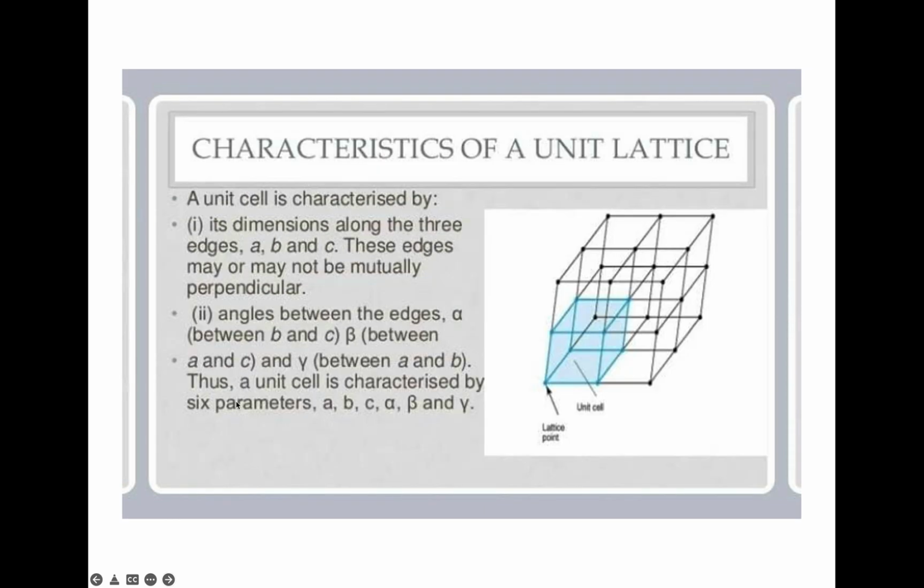Now we will see the characteristics of a unit lattice. How can you characterize a unit lattice? Firstly, by its dimensions along 3 edges A, B and C, and these edges may or may not be perpendicular to each other. And the angles between the edges: alpha, between B and C, beta, between A and C, and gamma, between A and B. So a unit cell is characterized by 6 parameters, that is A, B, C, alpha, beta and gamma.